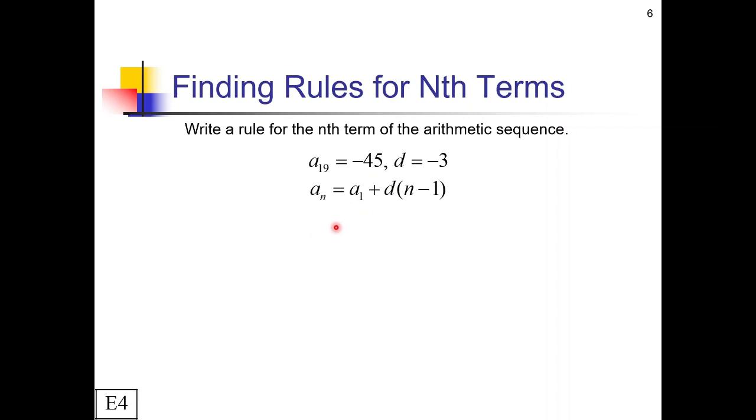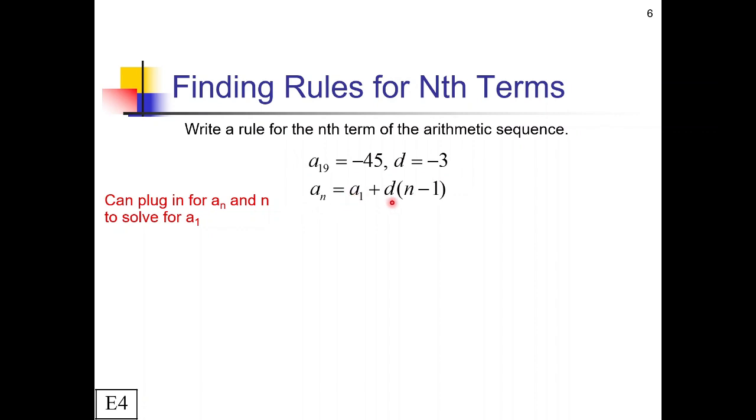So the good news is, even though we don't know a1, we do know a specific a sub n and n. They gave us a sub 19, and 19 is the n value for that. So you can actually plug in for the a sub n and the n and use that to help solve for this a1 if you need to.